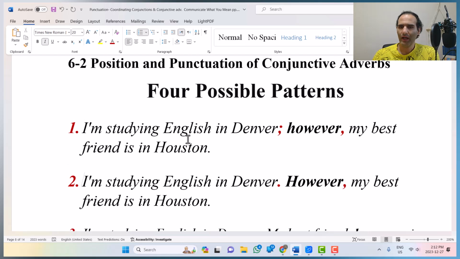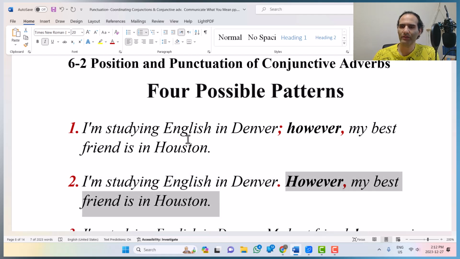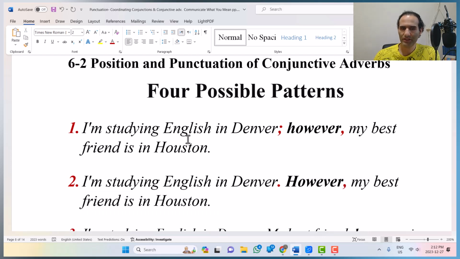Number 2, I told you semicolon could come instead of a period. So I'm studying English in Denver, finished. However, comma, my best friend is in Houston. What is the difference between number 1 and number 2? In number 2, we got a period, so capital H. In number 1, we got a semicolon, so small h.